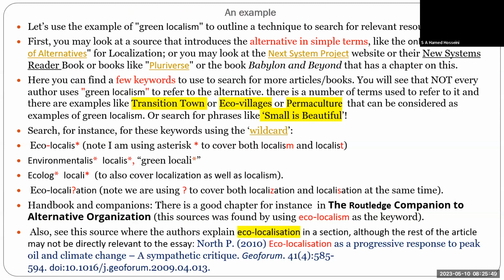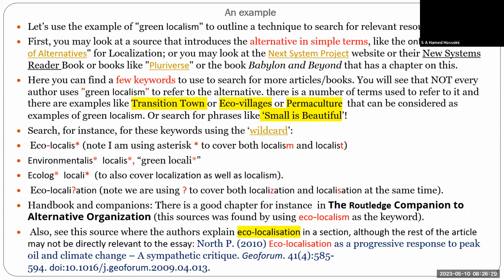Now, here I'm trying to use a very challenging example. I'm not sure if anyone is doing anything on this one. Is anyone studying green localism or something like that? You're doing that. Oh, okay. Yes, that was a few years ago. A few people were interested in that. So it became kind of a challenge. So I said, let's see what we can do with that.